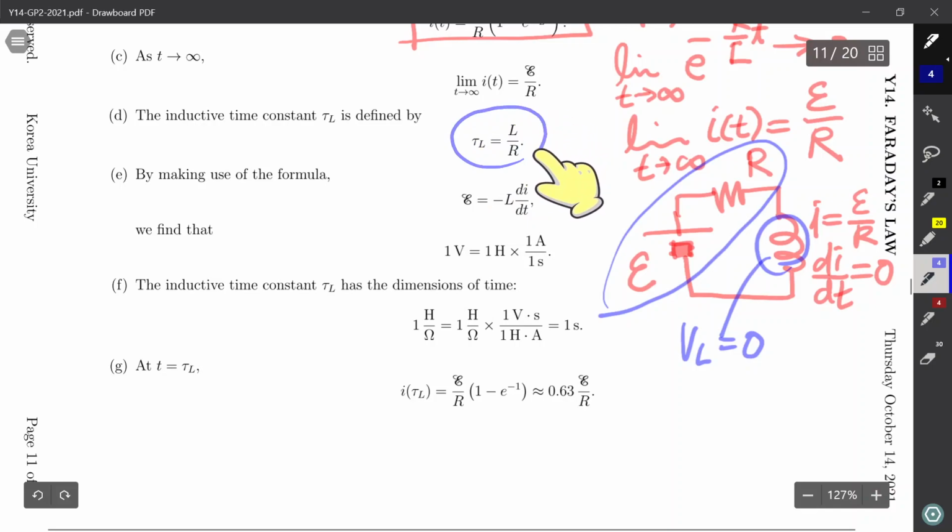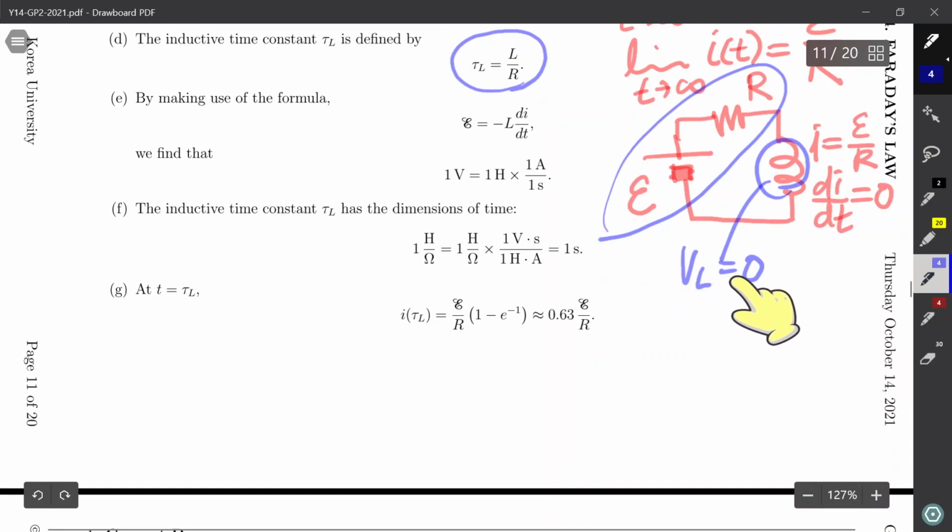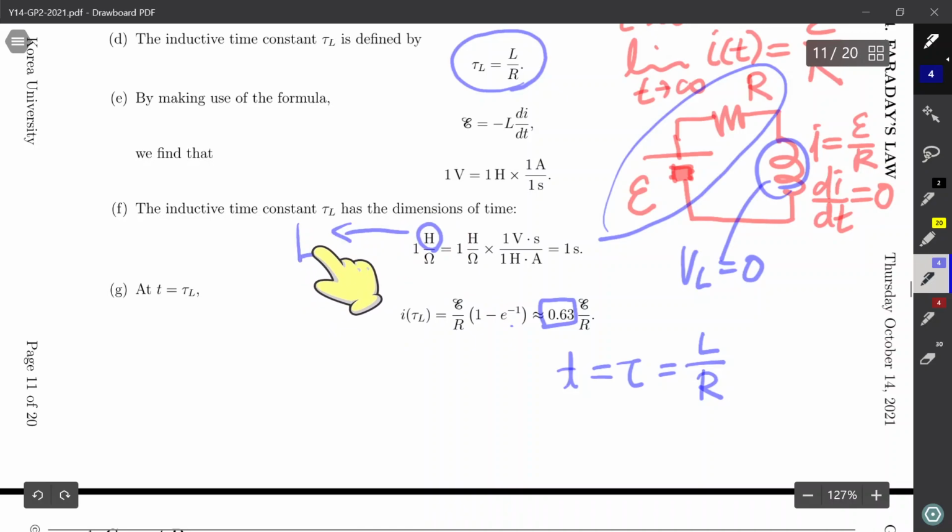As we have already discussed, this is the time constant. And if we substitute explicit numerical values, then you will find about 63% of the current is saturated when t equals tau, which is L over R. You must be familiar with the units. Henry is for the inductance. Ohm is for the resistance. And the answer is Henry over ohm is 1 second.